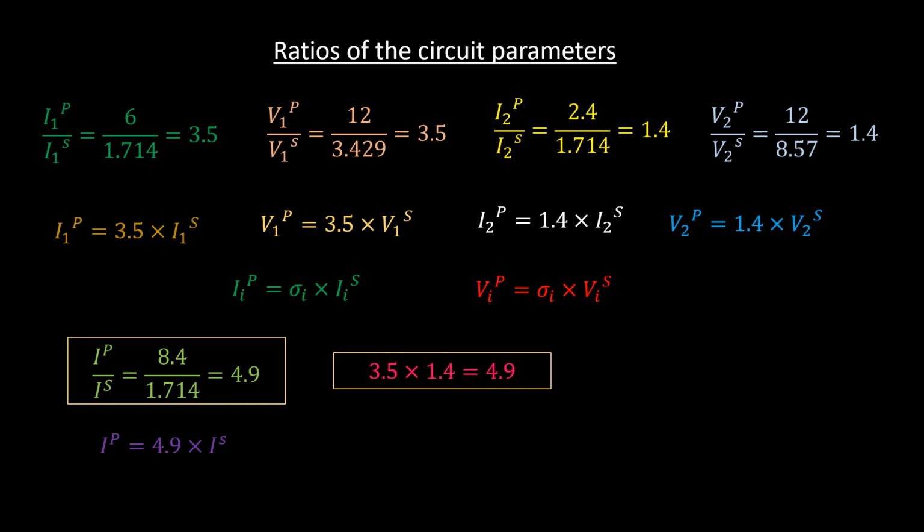We have seen that 4.9 is the multiple of the sigmas of the two resistors. It is also equal to the sum of the sigmas of the two resistors. So we can write I_P equal to I_S times the product of the sigmas, or I_P equal to I_S times the sum of the sigmas of the two resistors. The equation with the product only works for two resistors, but the one with the sum works for any number of resistors, so is the more general form.